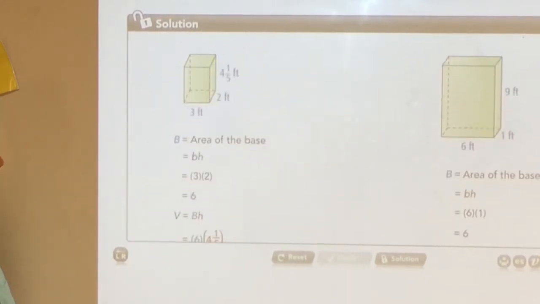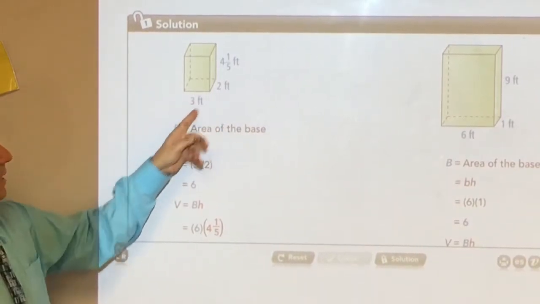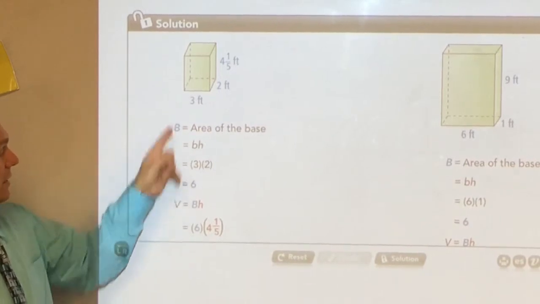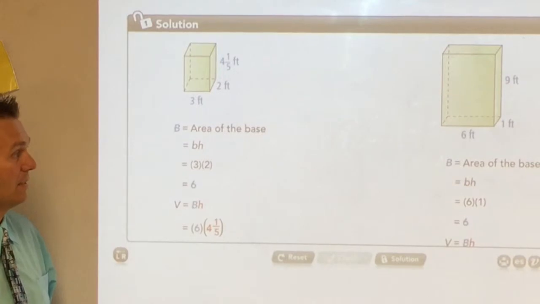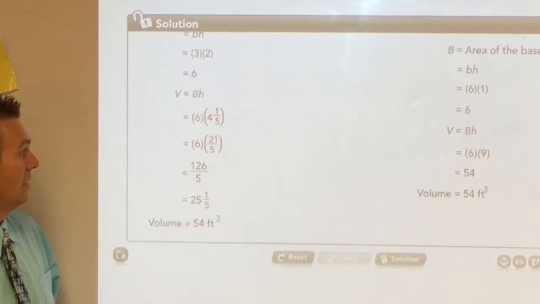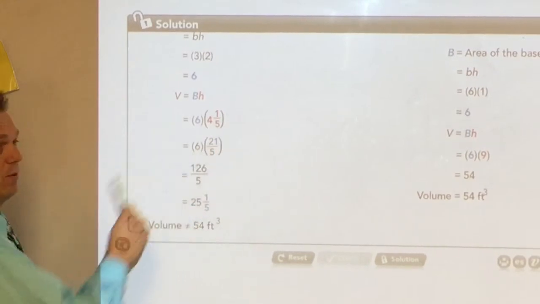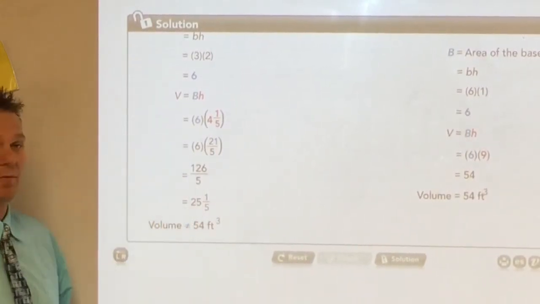The next one, finding the area of the base, is base times height. So 3 times 2, which is 6. Okay? And then we go 6 times 4.5, the height of that. So it's really length times width times height, isn't it? And we get 126 divided by 5. Remember, you have to change that 4 1/5 to 21 over 5. You get 126 over 5, which comes to 25 1/5.